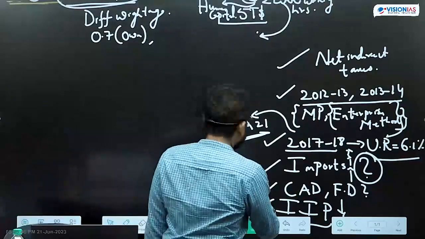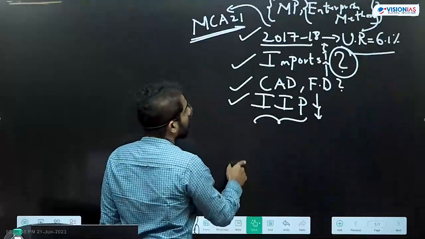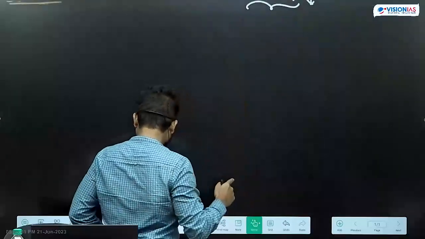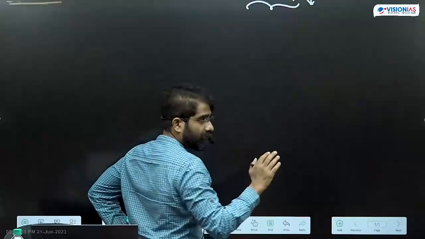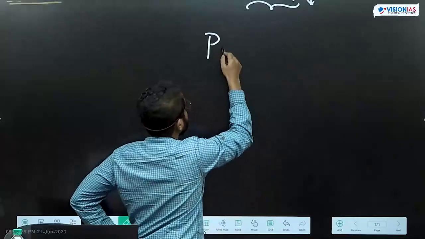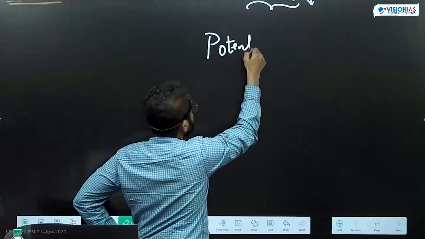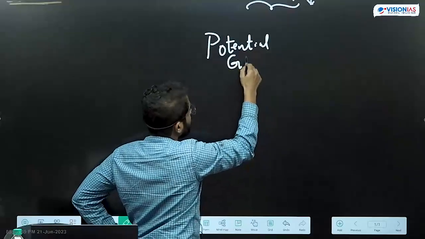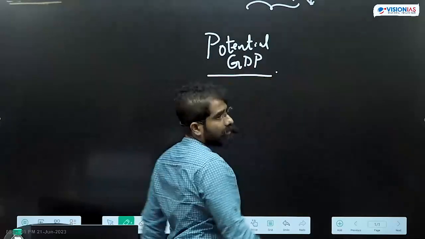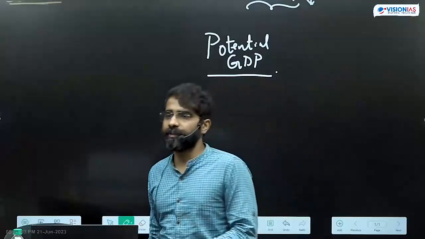The last one in this topic, the last area in this national income, is the concept of potential GDP.